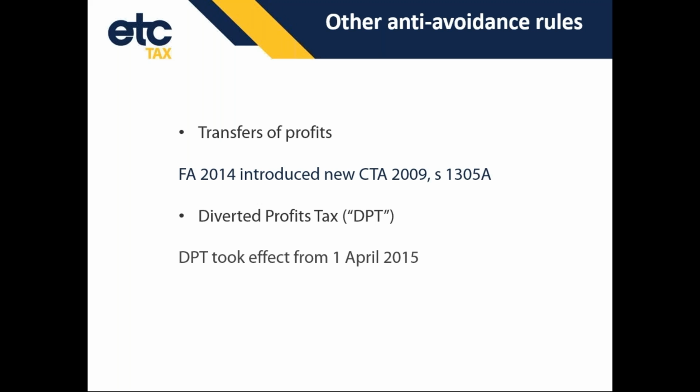The diverted profits tax took effect from the 1st of April 2015 and applies a tax rate of 25% in place of the normal corporation tax rate, so that's currently 19%, to profits arising from arrangements which seek to avoid a UK permanent establishment, but where there is activity in the UK in connection with the supply of goods and services by a non-UK resident company. It will also apply to arrangements that seek to divert profits from the UK which lack economic substance.